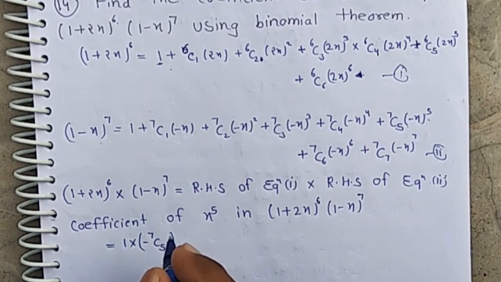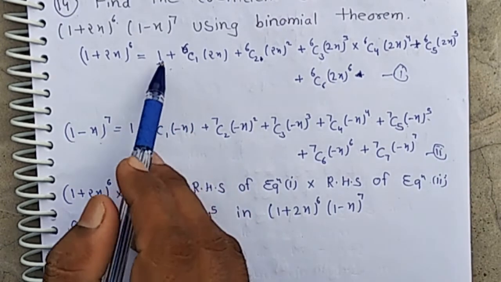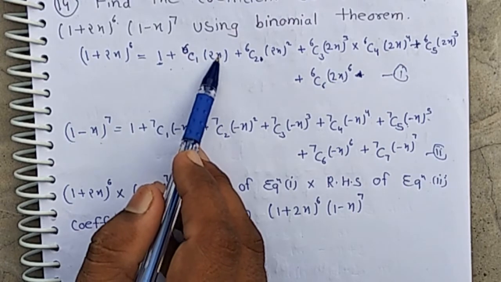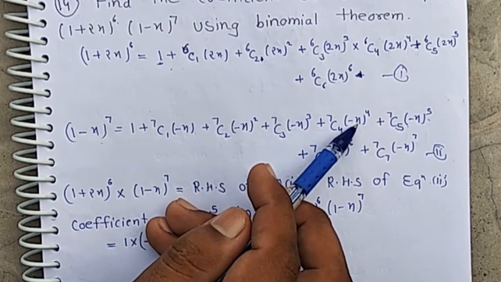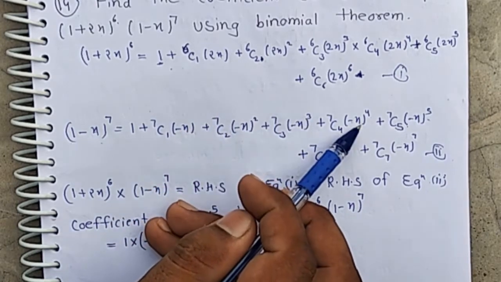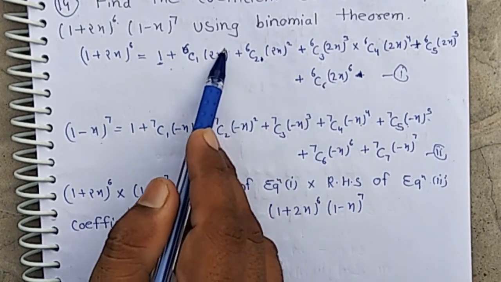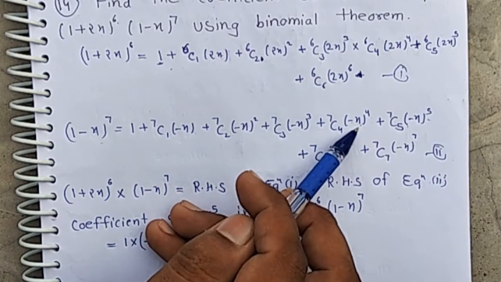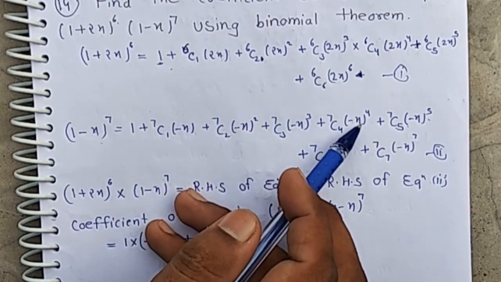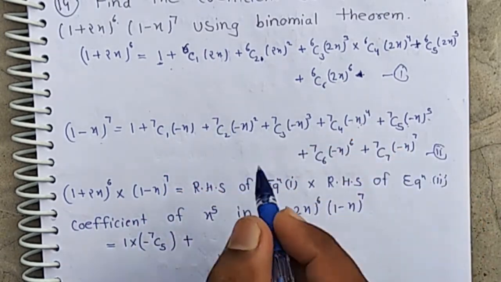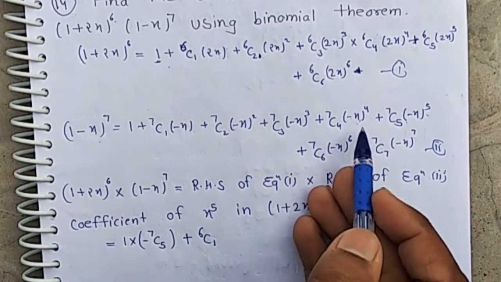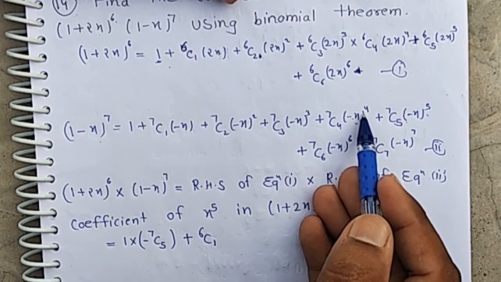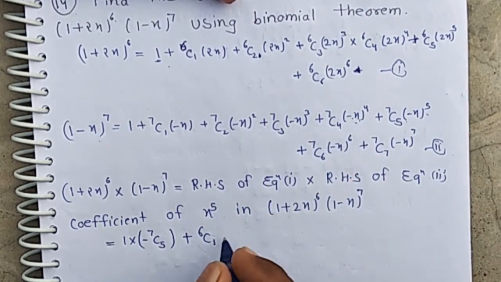Again, when x is multiplied by this term, means x to the power 1 into x to the power 4, then we get x to the power 5. Then the second coefficient is 6C1 into (-1) to the power 4, means positive 7C4.